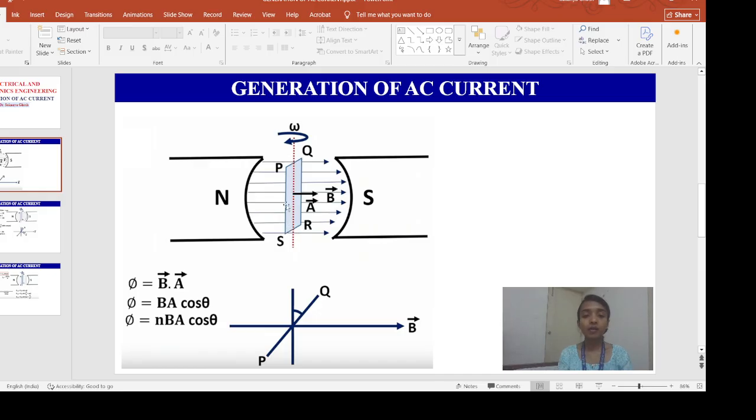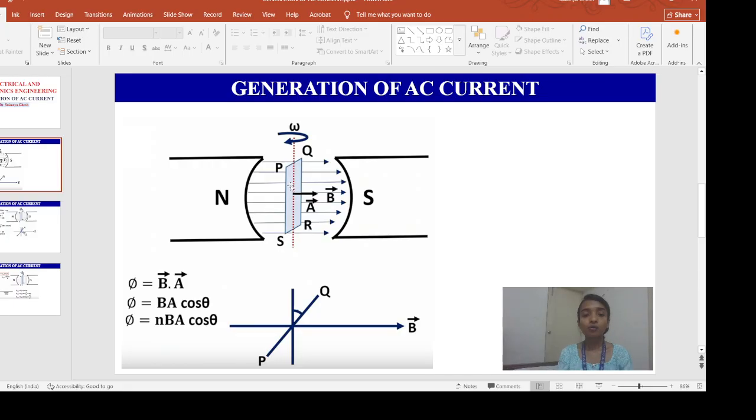If you place this coil in this permanent magnet, then the area vector, which is represented by vector A, will act perpendicular to this coil. And as you can see in this figure, the direction of this area vector A and this vector B is the same. This coil PQRS acts perpendicular to the surface.